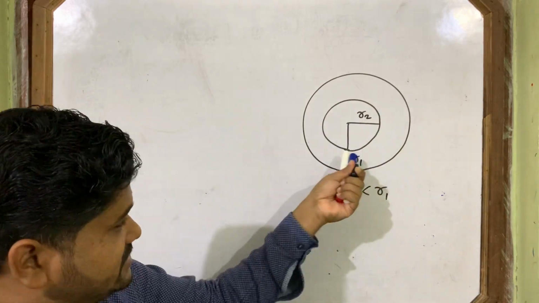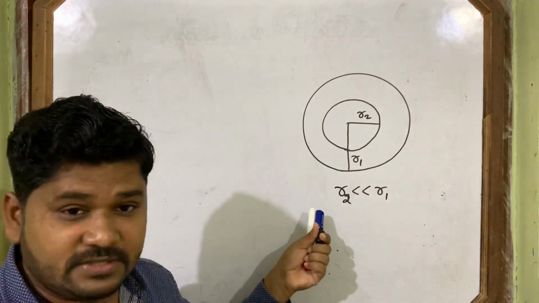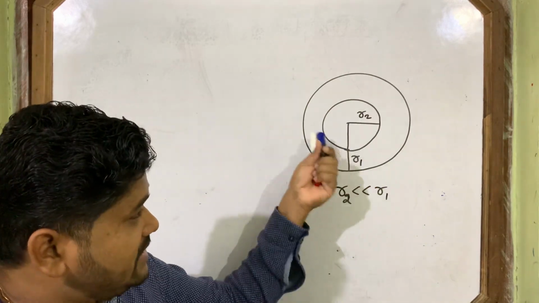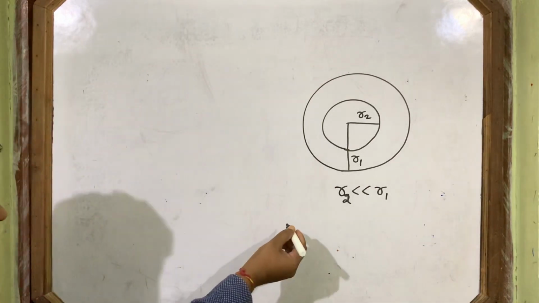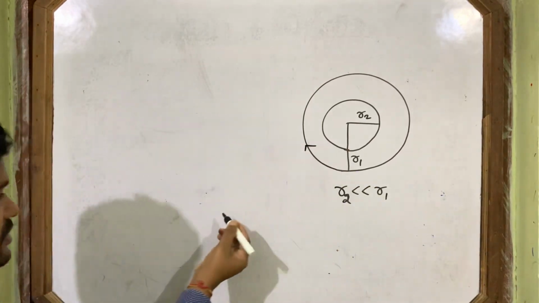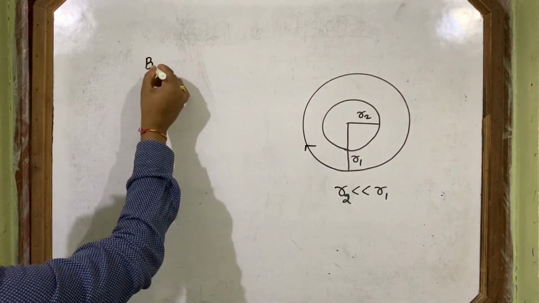As if R2 is just present at the center of R1. Keep in mind, this is given in the question. Okay, R2 is present as if at the center of R1. So now let's see, we will provide current to R1, the outer coil. Then what is the magnetic field?